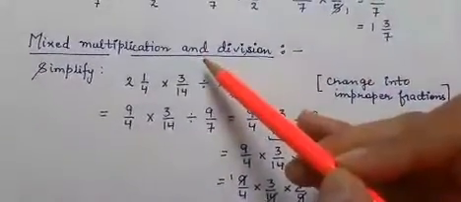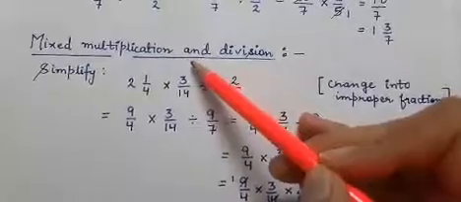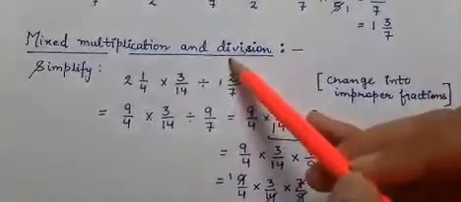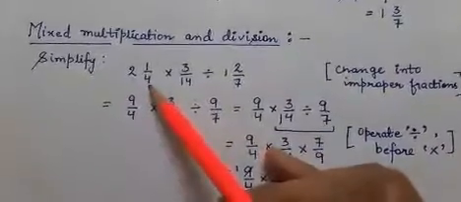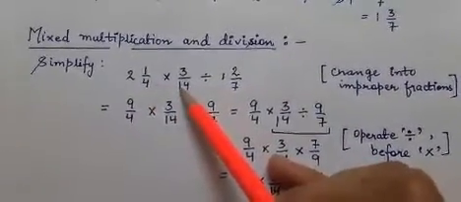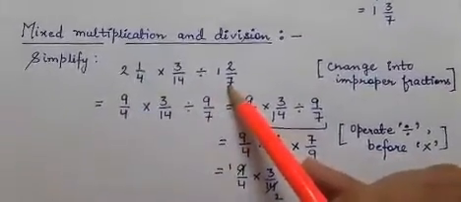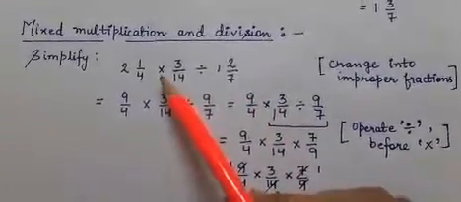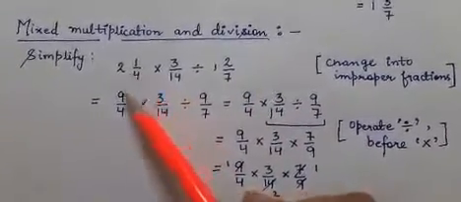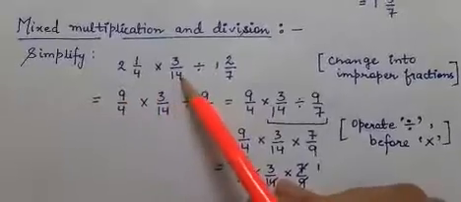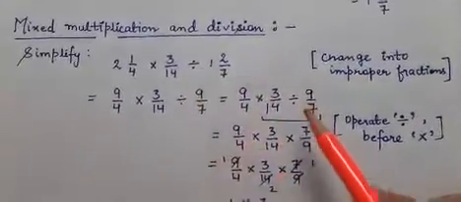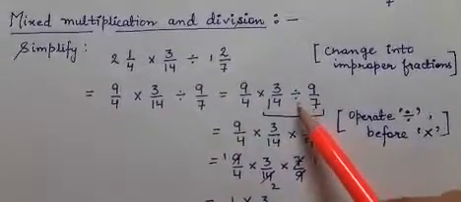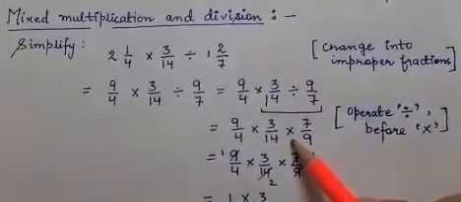In the next exercise, we have some questions which have multiplication and division both. So there is one example here. This multiplied by this divided by this. So first of all, I have changed the mixed fractions into improper fractions. And I have changed the division sign here into multiplication sign.